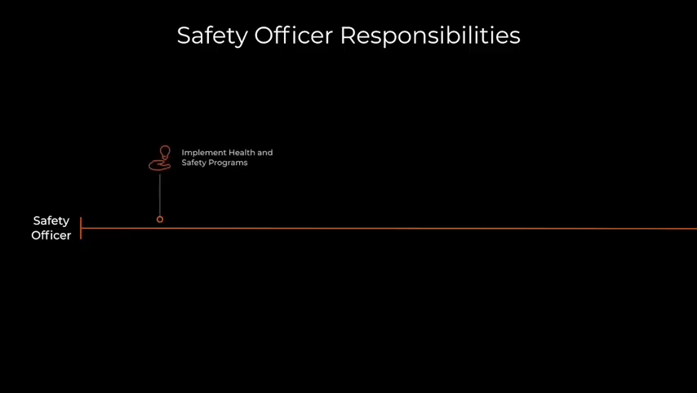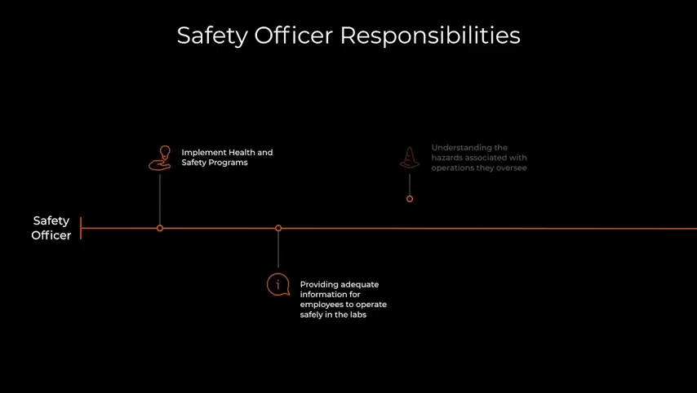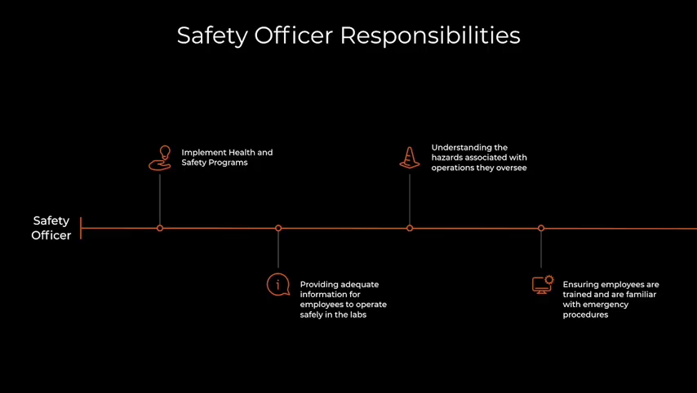The safety officer's main role is to implement health and safety programs in the workplace. This includes providing adequate information for employees to operate safely in the labs, understanding the hazards associated with the operations they oversee, and ensuring employees are trained and familiar with emergency procedures. They are also responsible for conducting regular safety inspections, identifying and assessing hazards, and implementing safety policies to ensure a safe work environment for all employees.